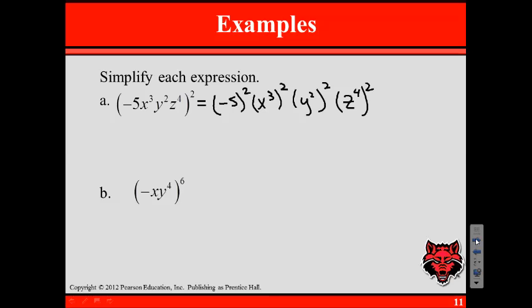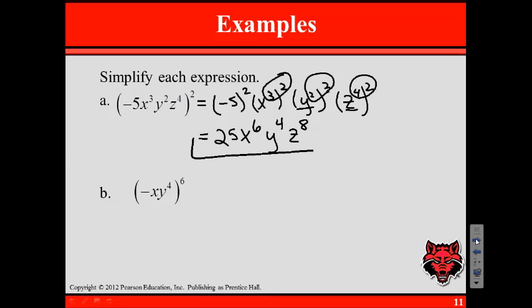As we continue to simplify, -5 squared, or -5 times -5, is 25. X cubed squared, here we have multiple exponents on one base, so we multiply. 3 times 2 is 6. Again, y squared to the second power, multiple exponents on one base, so we multiply. Y to the 4th power. And lastly, we have one base in z with multiple exponents, so again, we multiply. And this would be the simplified product. 25 x to the 6th, y to the 4th, z to the 8th.